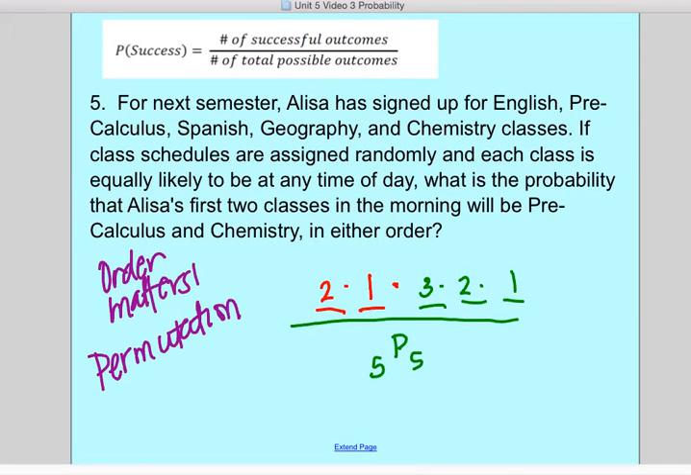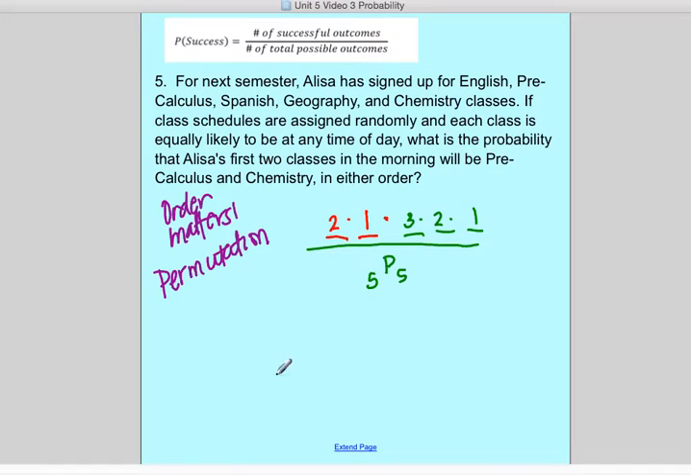The other way you can do this one, whichever way you want to think about it, is it's the same way. I look at my first 2 classes. I'm selecting them first. It's a permutation. Picking 2 classes that have to be in the morning, putting them 2 in a row. Then I look at my last 3, and I'm putting them 3 in a row. It's a permutation. Putting them 3 in a row, all over my total, 5P5. They literally mean the same thing.